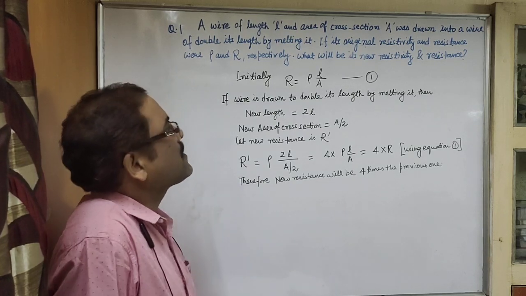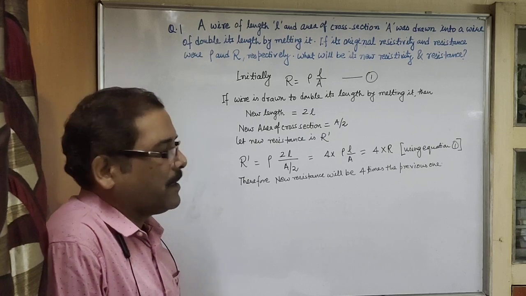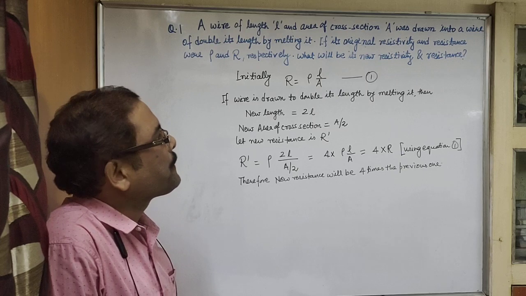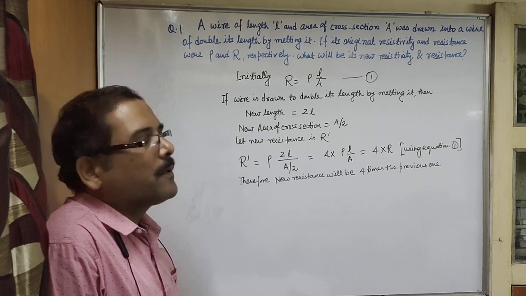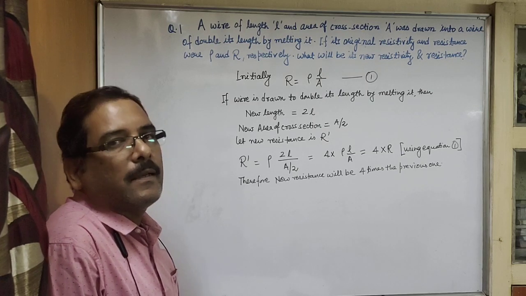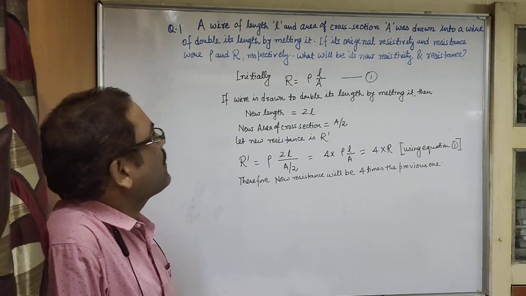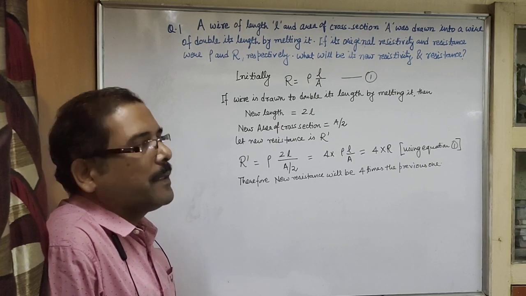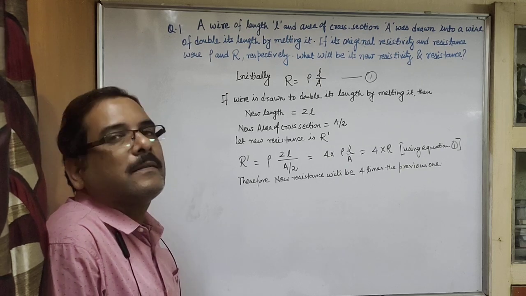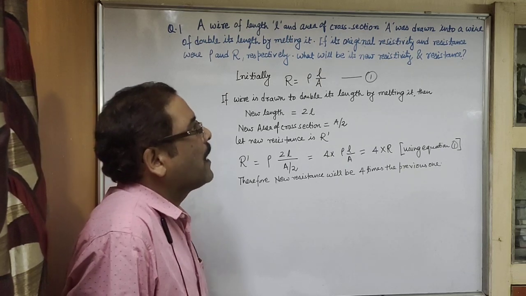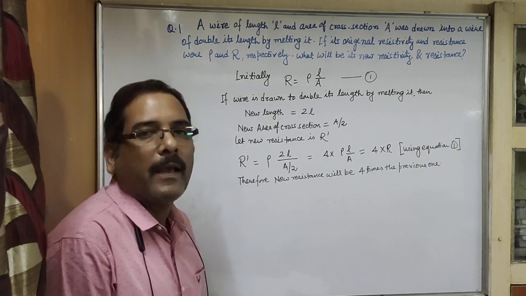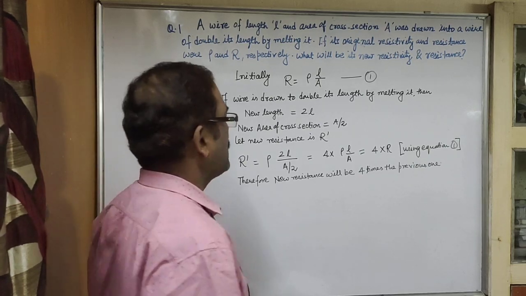Then they are also asking what will be the new resistivity. What do you think? You have to write there is no change in resistivity, because we are not changing the material of the wire, and resistivity is a characteristic property of the material, and it is fixed for a certain material. It will not change with the length or area of cross section.